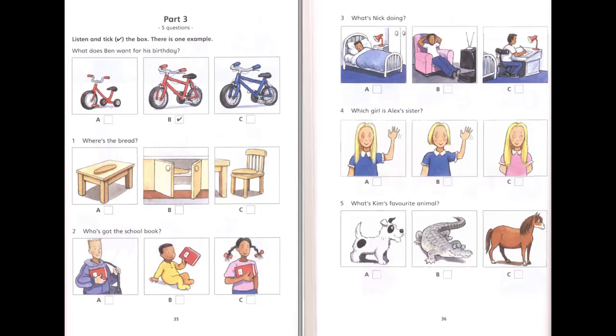Four. Which girl is Alex's sister? Which one's your sister, Alex? Well, she's got long hair. Can you see her? Is she wearing a blue or a pink dress? A blue one. Look, that's her waving.